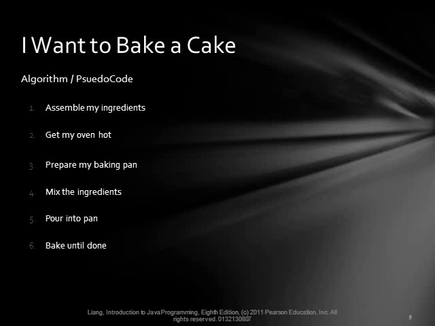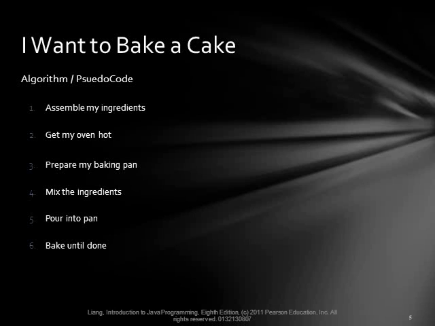So that's a very simple algorithm. It's a step-by-step how to solve the problem: I want to bake a cake. If you can think of other steps that I should have had in there, I welcome that. I think I've got them all. But that is not the cake. I don't have a cake when I'm done here. I have a plan on how to bake a cake.